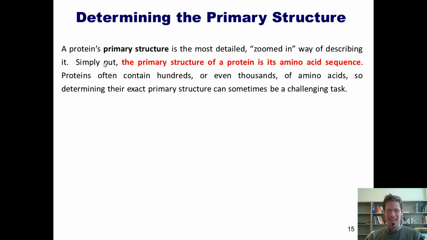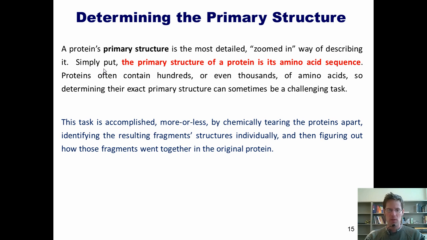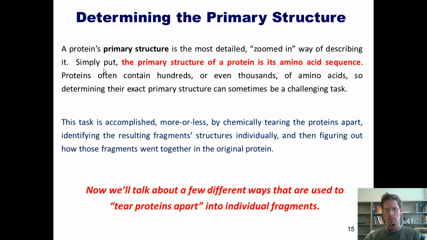Now, proteins often contain hundreds or even thousands of amino acids, so determining that sequence can sometimes be a challenging task. This task is accomplished more or less by chemically tearing the proteins apart, identifying the resulting fragments' structures individually, and then figuring out, almost detective-like, how those individual fragments went together in the original protein. I'll now introduce you to a few different ways that we tear proteins apart into individual fragments.